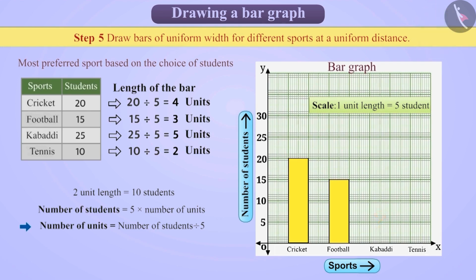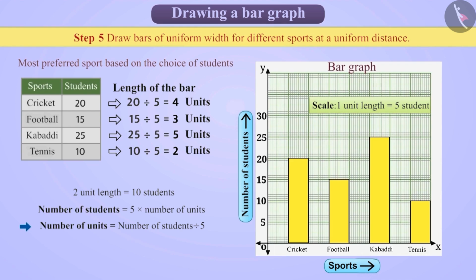Absolutely right. Once again, we will draw a 5 unit length bar of same width, keeping a uniform gap between them. Similarly, for tennis, we will draw a bar of 2 unit length. This is how we obtain a bar graph.